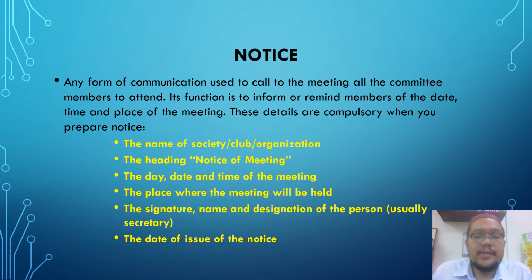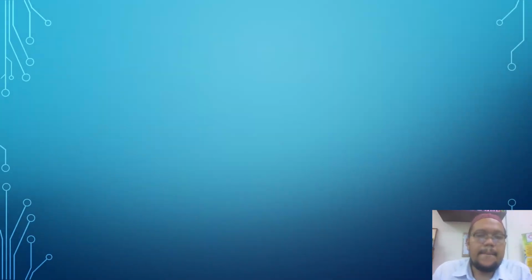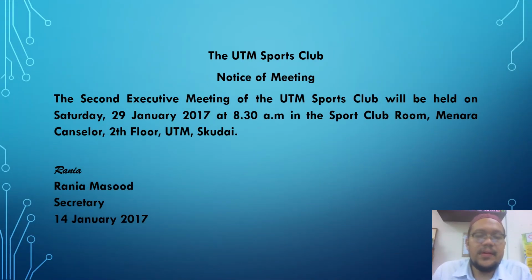Okay, the last one is the date of issue of the notice. When the notice is issued, not the date of the meeting held, but the date of issue of the notice. Or you can simply understand that it is the date when the notice is spread or distributed to the members. This is an example of a notice.